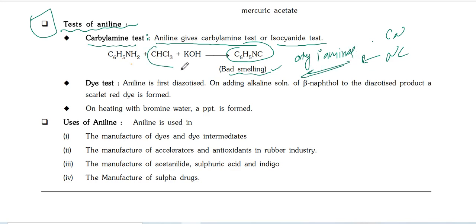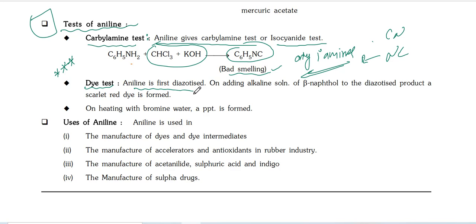The same reagent we learned in the case of phenol. In the phenol chapter, it is giving the Reimer-Tiemann reaction. Salicylaldehyde is the product. So named reactions are important. Next, the dye test.